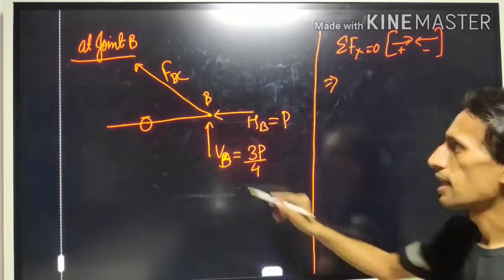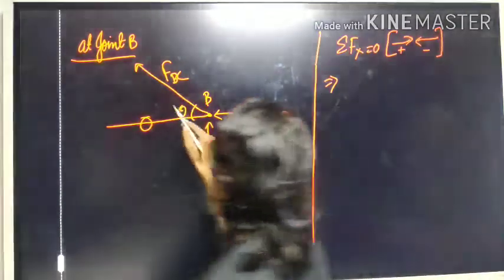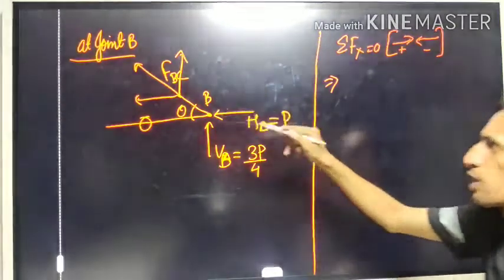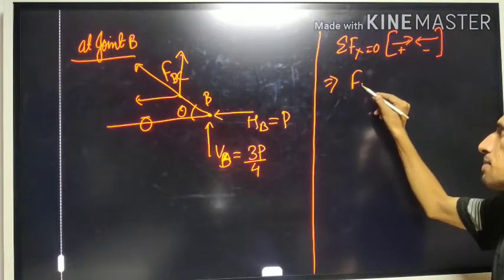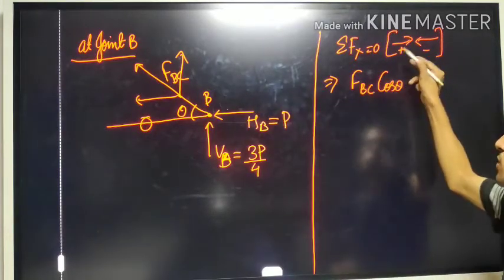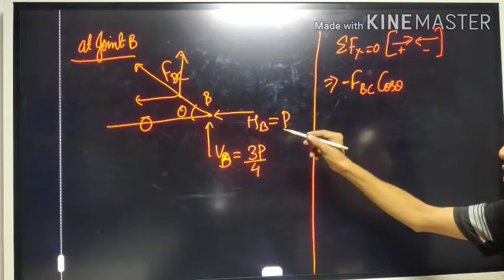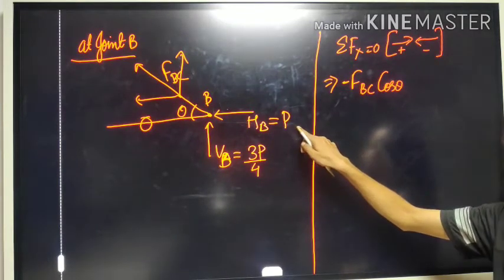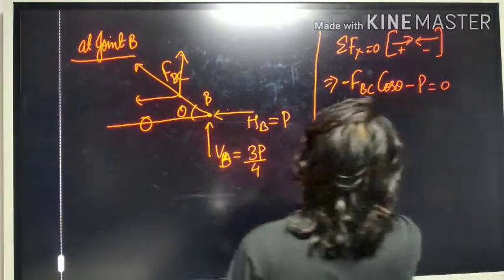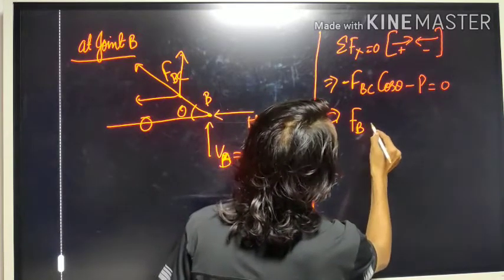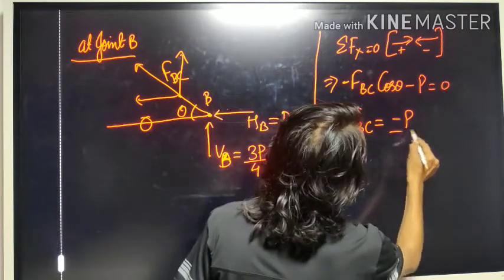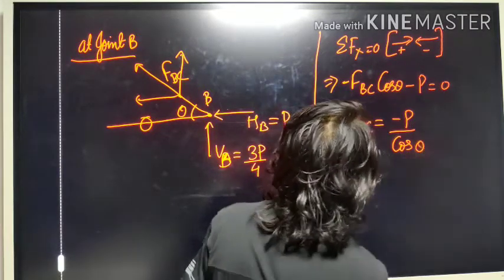So let's apply. Let us say this is some angle theta, and there will be a horizontal component of this force. So what will be the horizontal component? FBC cos theta. What is the direction? That side, which is negative. Then what else is there? HB, its value is P, the direction is this side, so minus P. So from here I can calculate the value of FBC, which is nothing but minus P divided by cos theta.